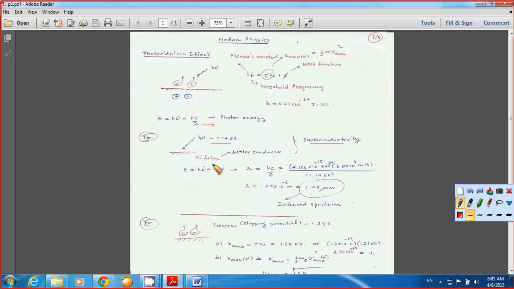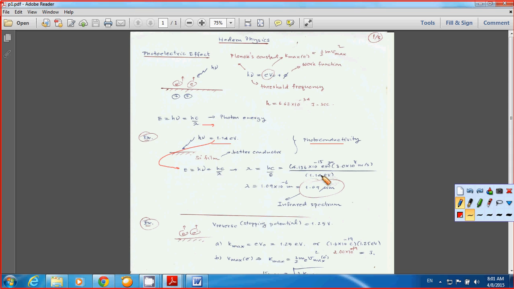So in this case, what are we looking for? You're looking for lambda. You can simply calculate it. You're given the energy to be 1.14 electron volt, and then lambda is equal to hc over E, the energy of the photon, which is 1.14 electron volt, and c is equal to 3.0 times 10 to the 8 meters per second.